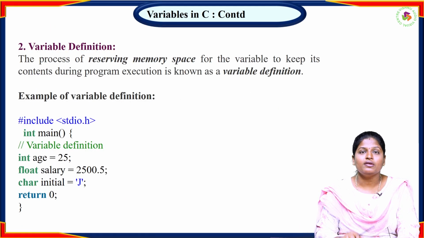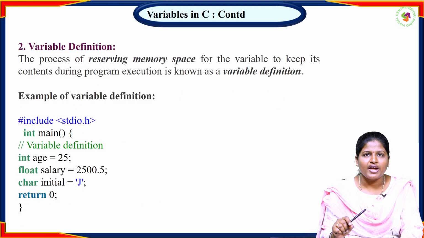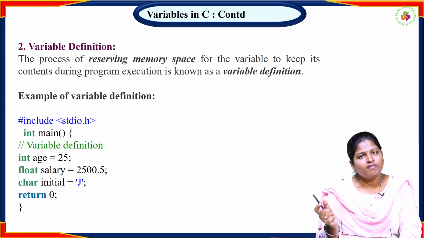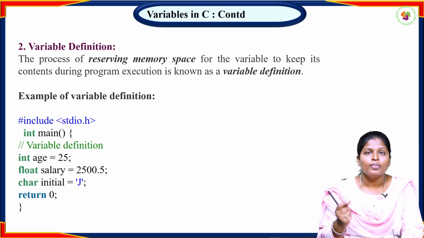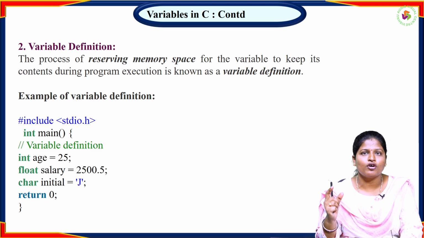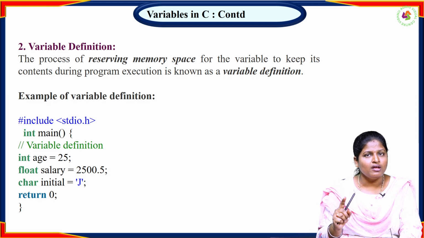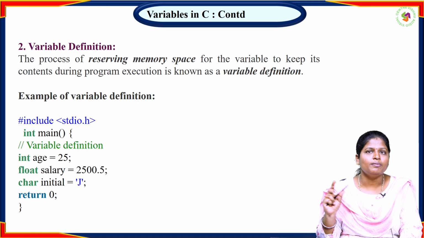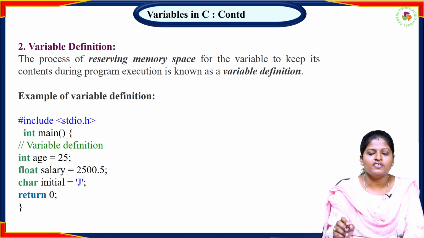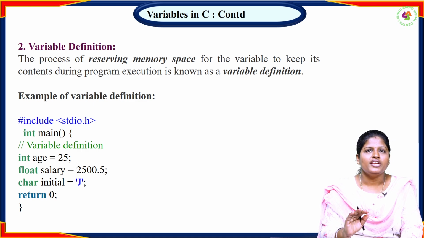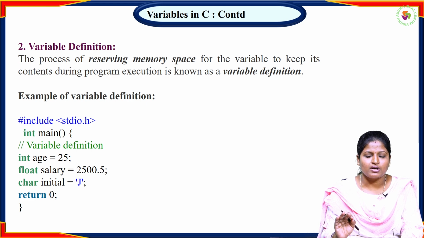Next, coming to the variable definition, here we give a value to a variable where memory is allocated for the variable. In the previous case, we only specified a variable where no memory is allocated. Here, we are giving a value to a variable with a particular memory location. So, this is called variable definition. That means here we reserve the memory space for a particular variable.